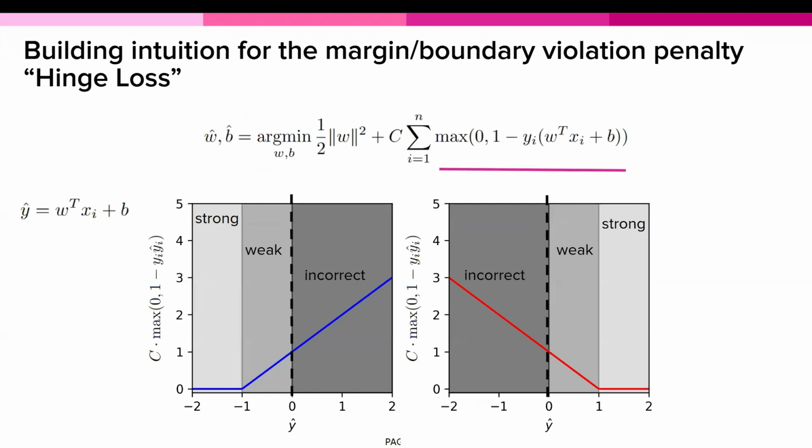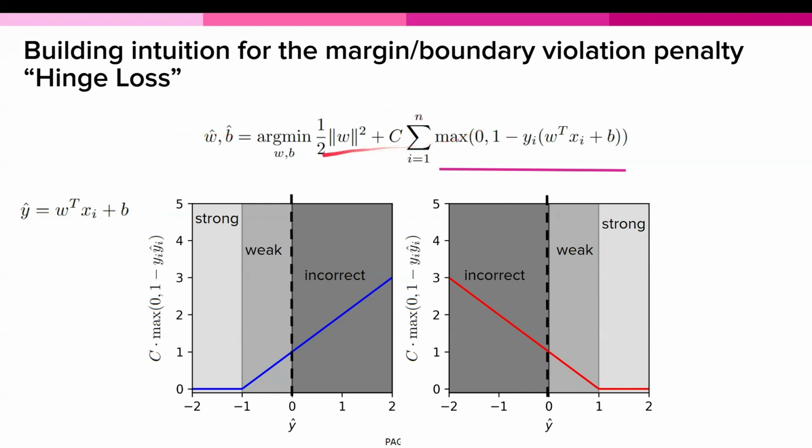Okay, so we've introduced a penalty term for soft margin SVM to handle margin violations as well as misclassifications in the soft margin SVM formulation. But let's see if we can build some intuition around that. The specific penalty is called hinge loss. To simplify our discussion, we'll refer to the output of the decision function, W transpose x plus b, as y hat.